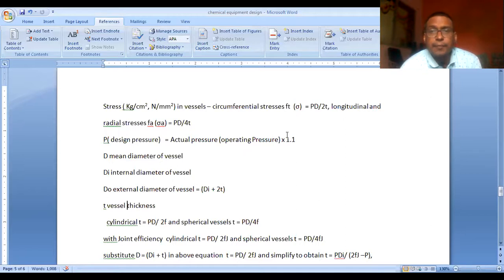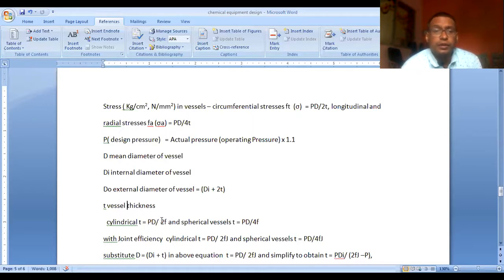Then D is the mean diameter, Di is the internal vessel diameter, Do is the external vessel diameter, T is the thickness and F is the stress. For a cylindrical vessel, the thickness is PD upon 2T because we are considering the circumferential stresses. When we consider these circumferential stresses, the thickness becomes PD upon 2T.